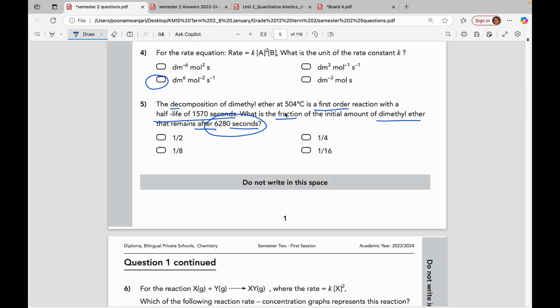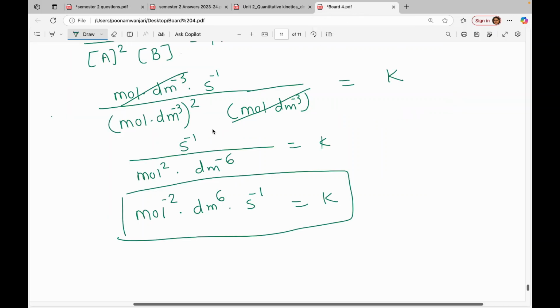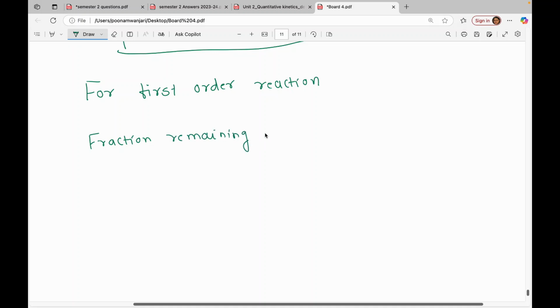So here we need to use a very simple formula. We will use the formula for a first order reaction. When the order is first order reaction, the amount of substance left, or fraction remaining, is equal to half to the power n.